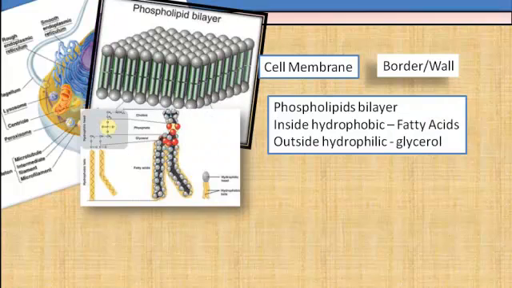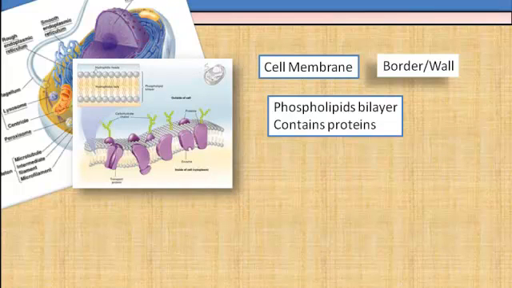We take a closer look at one individual phospholipid. So we see that the inside, which is hydrophobic, is composed of fatty acids, while the outside is hydrophilic, composed of glycerol. Do remember that cell membrane, the phospholipid bilayer, contains proteins. Proteins have many functions on the cell membrane, such as transportation, receptors.